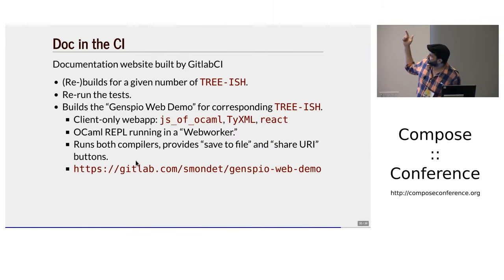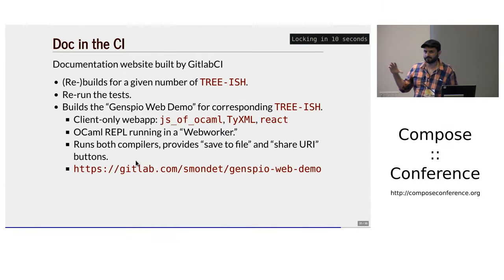So there is a website built for every version of Genspio that the documentation is built for. It's just an OCaml, TyXML, React, client-side only web app. The OCaml top level that compiles the OCaml and runs it on top of JavaScript is inside a web worker. So it's just like those web threads that you can talk to without blocking the UI. It runs both compilers.